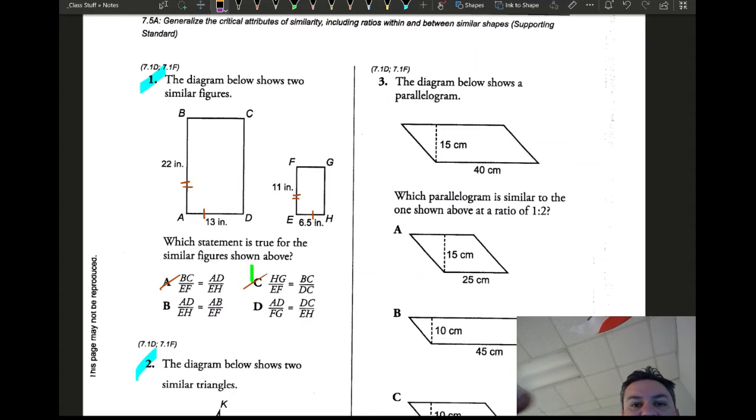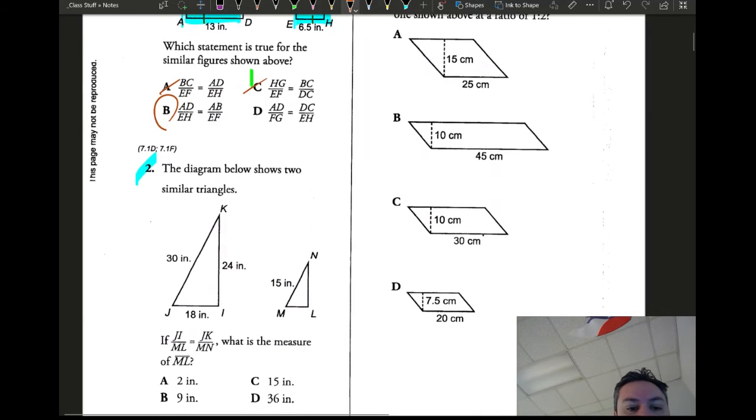Next one, I'm looking at option B. AD, which is this line, is the same as EH, right there. So far, so good. And then it says AB, which is this line, is the same as EF, right there. So it seems like our winner is going to be that one. Okay, so everything's proportional, and that's what you've got to do.